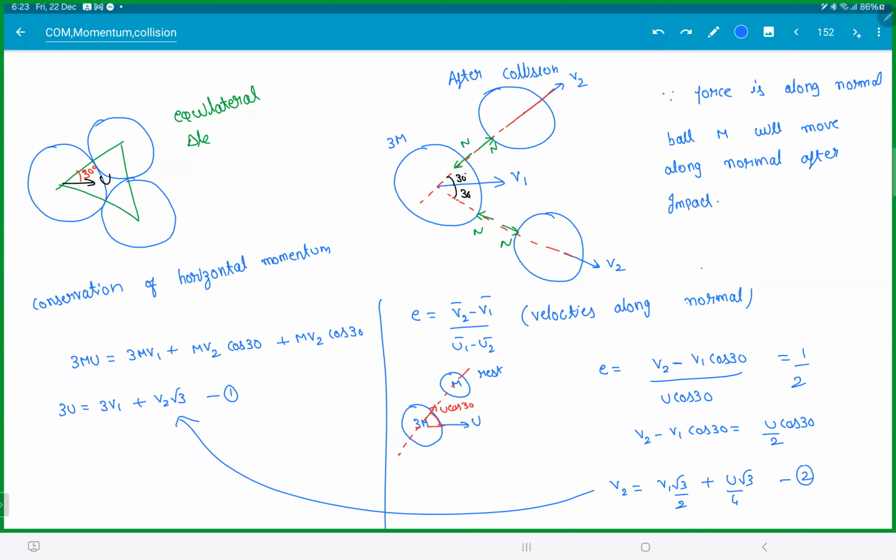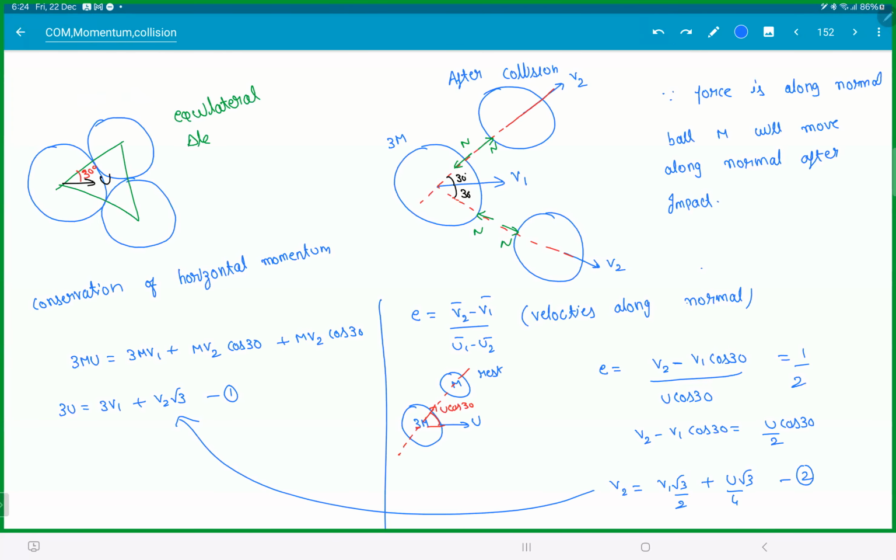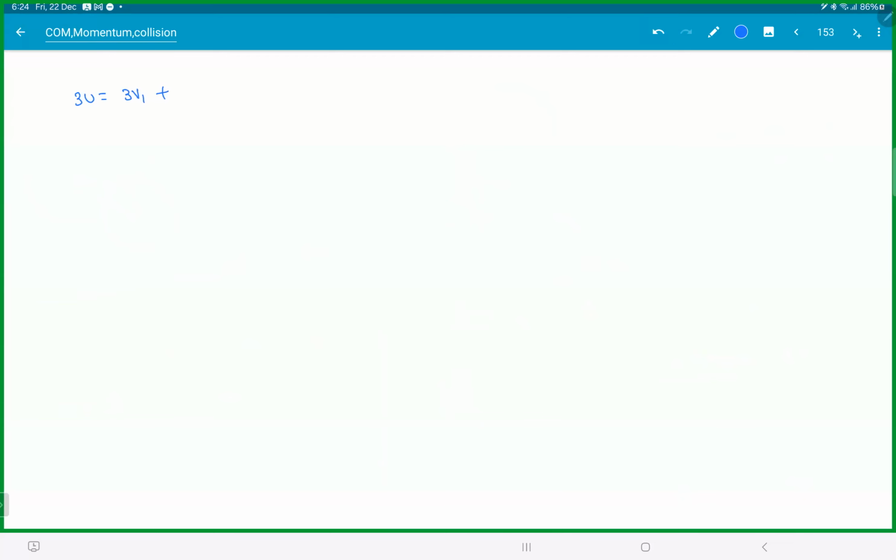Please check the equations, 4 by 5. So once you have this equation, now it is just a matter of solving. If I put it there, I'll turn the page. 3u is 3v1 plus... v2 is v1 root 3 by 2 plus u root 3 by 4 into root 3.